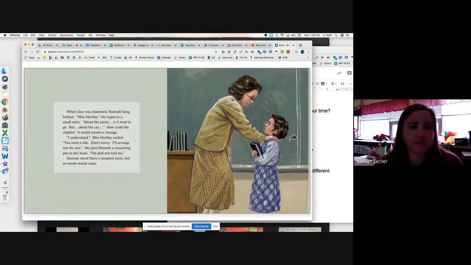When class was dismissed, Hannah hung behind. "Miss Hartley," she began in a small voice, "about the picnic, I want to go, but about the car," how could she explain? It would sound so strange. "I understand," Miss Hartley smiled. "You need a ride. Don't worry, I'll arrange one for you." She gave Hannah a reassuring pat on the head. "I'm glad you told me." Hannah stood there for a moment more, but no words would come.